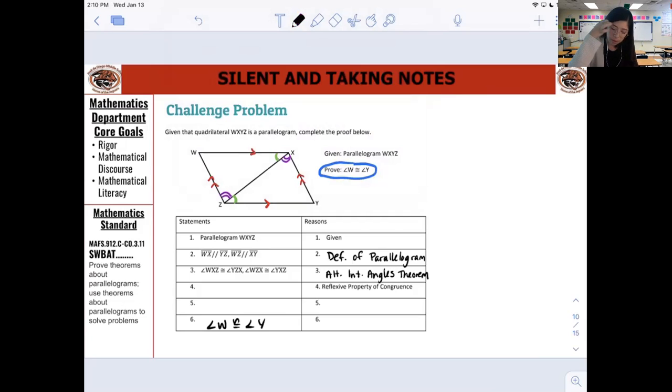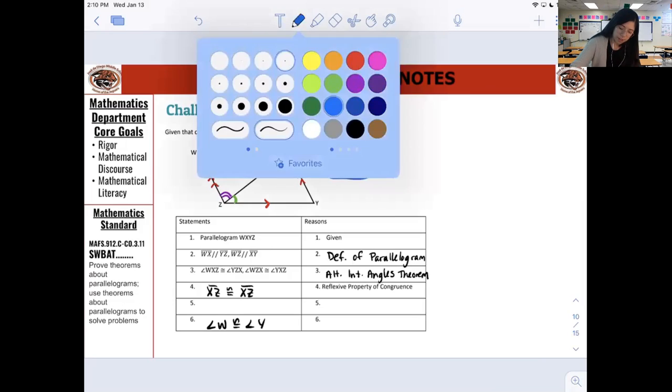Okay, reflexive property. This is Tyrone's favorite one. What can I write here for step 4? XZ is congruent to XZ. Good. Let me mark it in there.